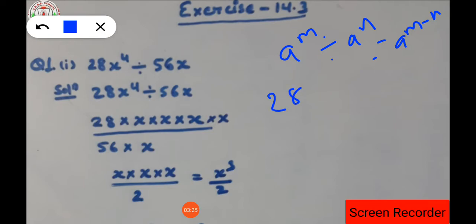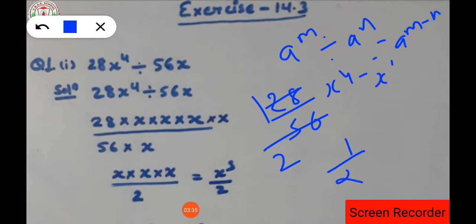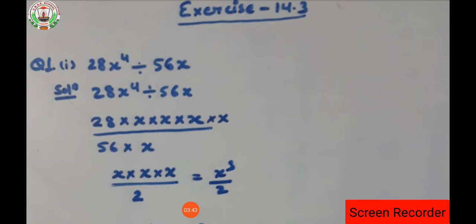So 28 upon 56, x to the power 4 minus x to the power 1 is here, isn't it? So this will be 1 time, this will be 2 times, it will be 1 by 2. Here x to the power 4 minus 1, so 1 by 2 x to the power 3 will be the required answer. So both the methods are correct over here. You can use any one of the methods.